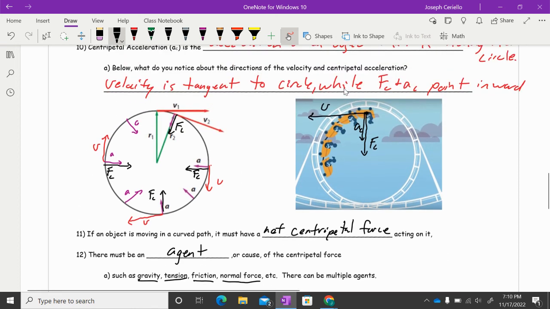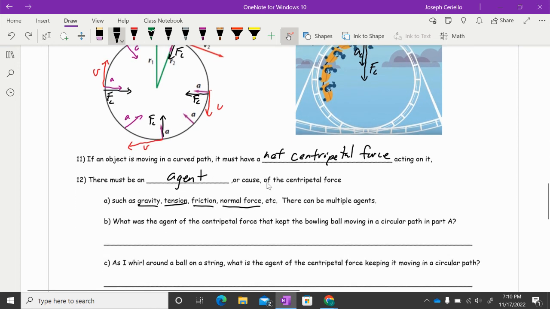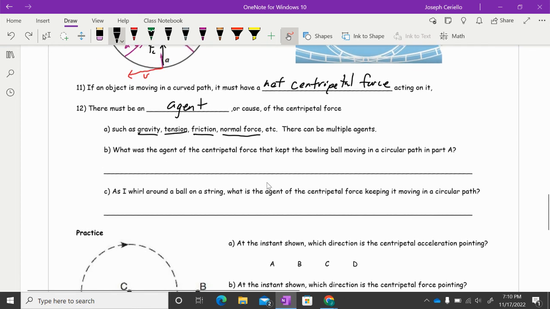Look at these roller coaster cars. The normal force would always be pointing perpendicular to the surface towards the middle. So the normal force would be providing the centripetal force in that case. There could also be multiple agents, multiple things causing it to move in a circle. So what was the agent of the centripetal force that kept the bowling ball moving in a circular path? It was the hammer. If I whirl the ball around on a string, what's the agent of the centripetal force? We kind of said it, tension. Just be careful. Don't say the centripetal force is what's making it move in a circle. Specifically, there should be an agent of the centripetal force.